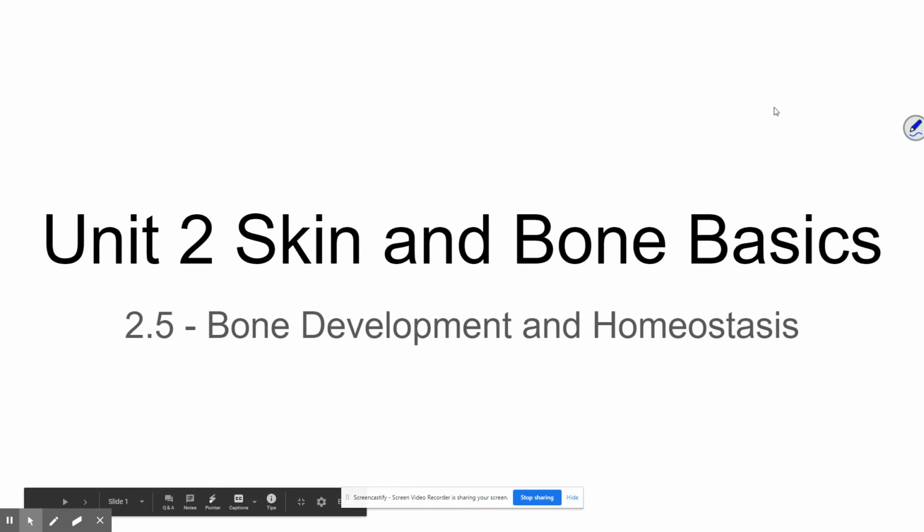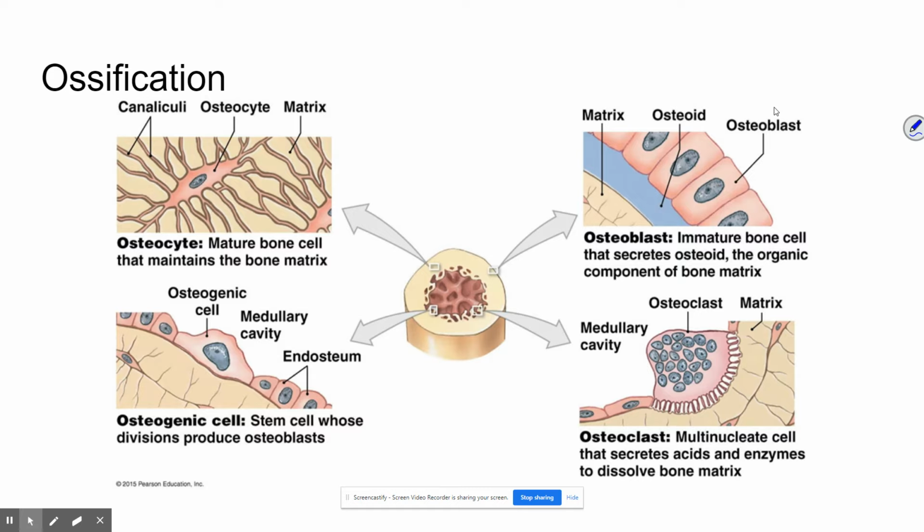All right, so here in this video, we'll be looking at the concepts of bone development and bone homeostasis. And with this, we'll mainly be looking at the concept of ossification. Ossification simply is the formation of new bone tissue. In embryonic development, this process of ossification leads to the development of the future skeleton.